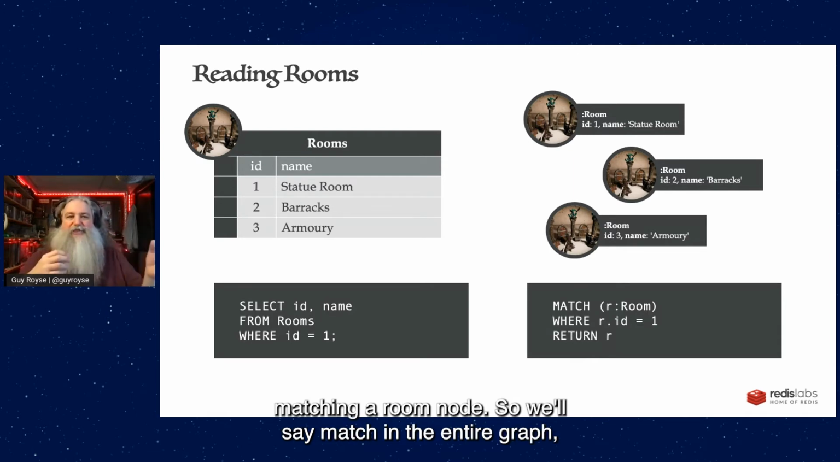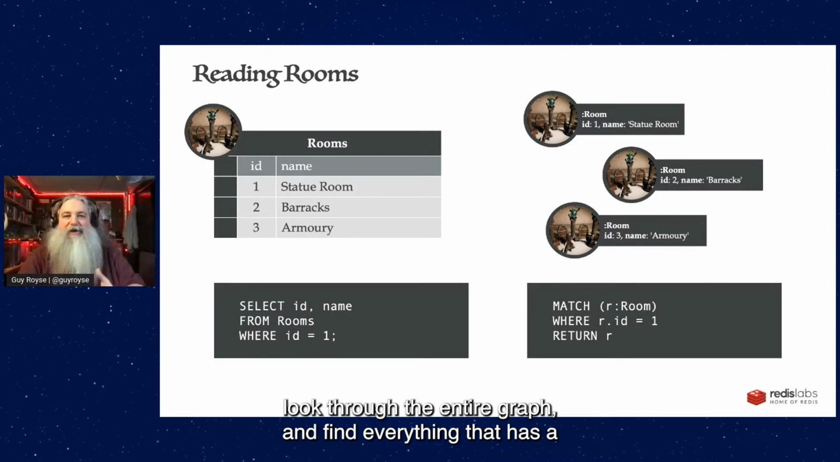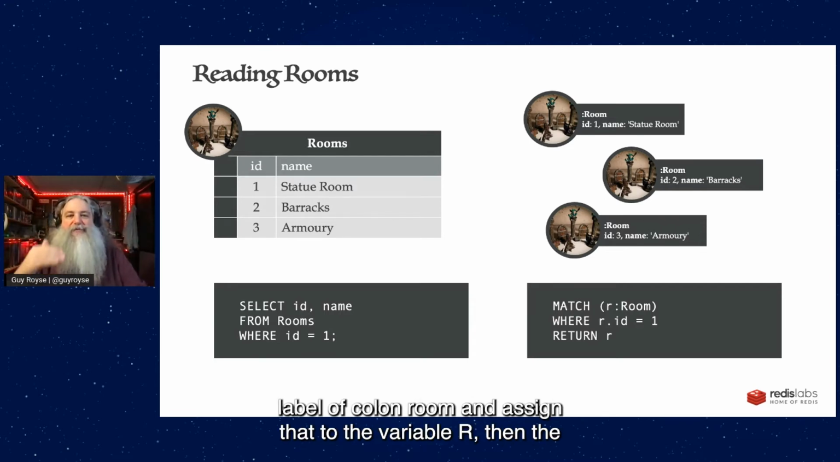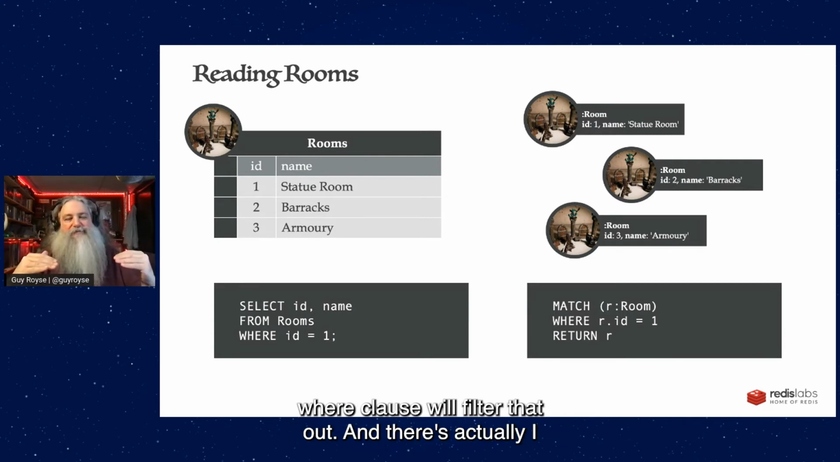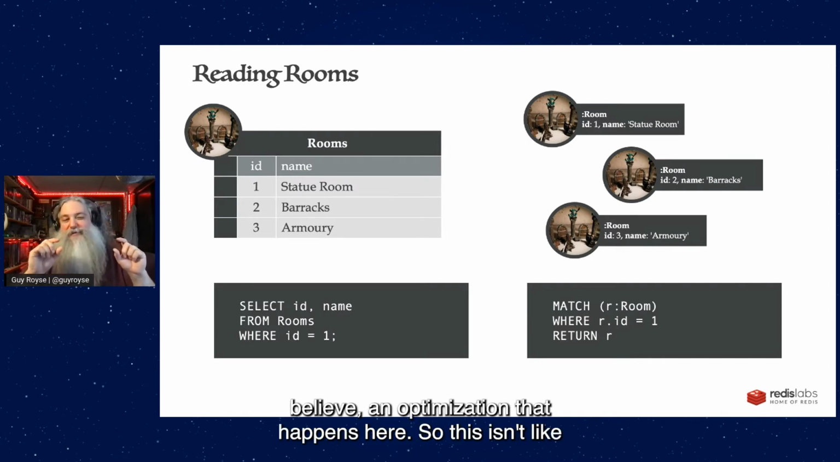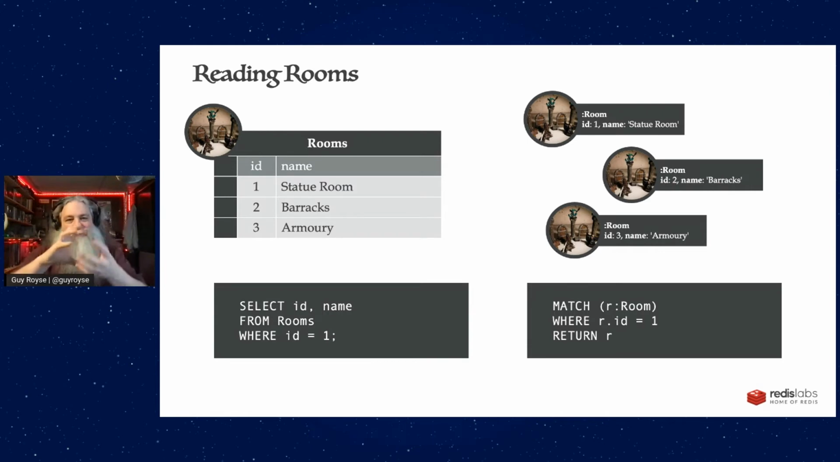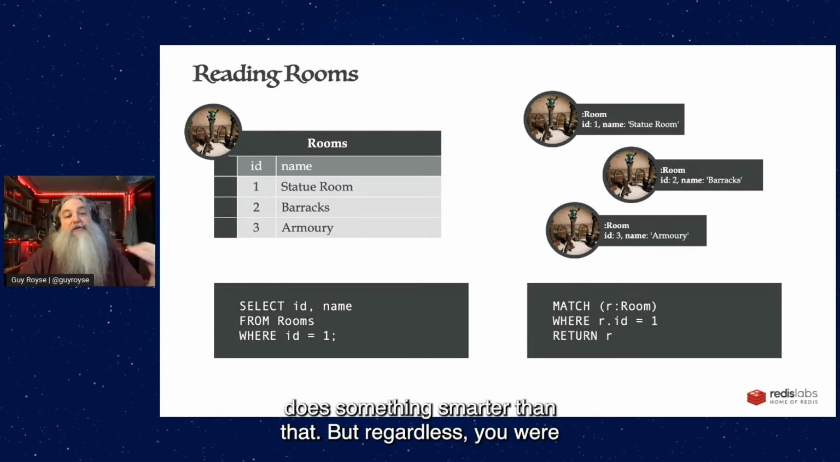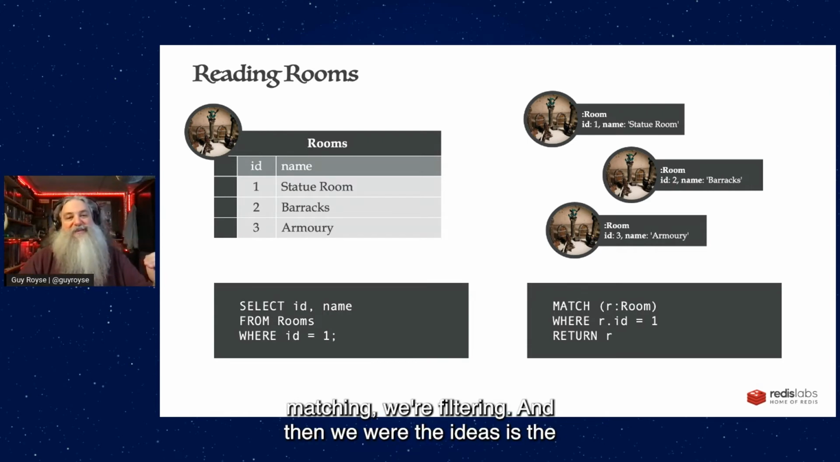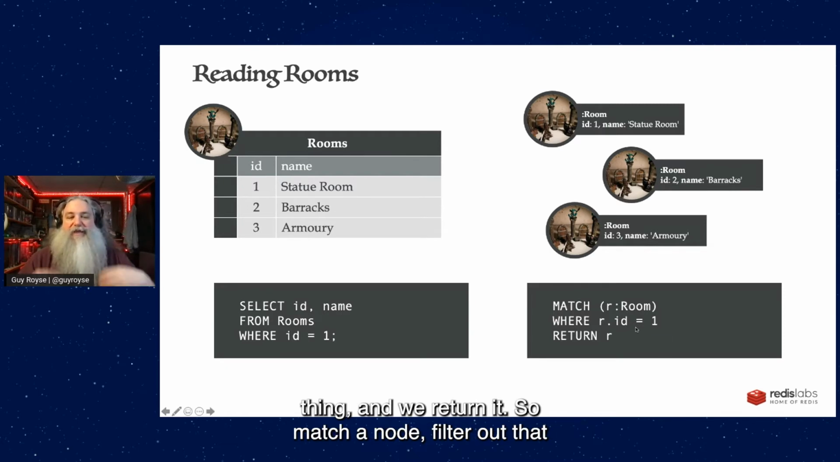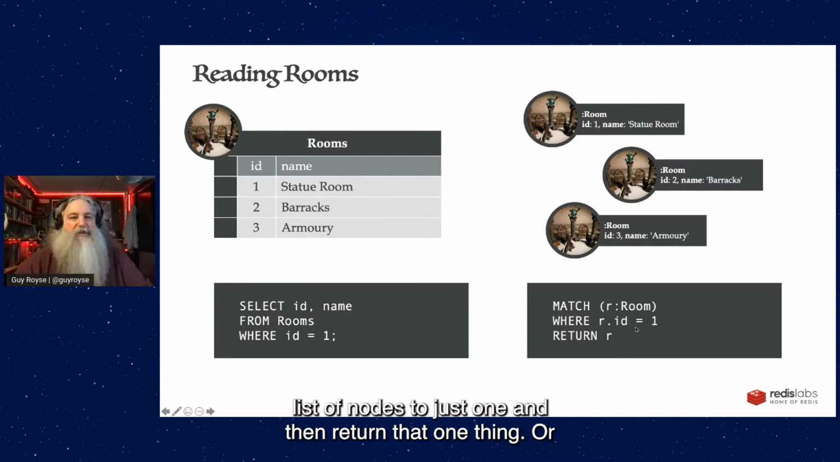So we'll say match in the entire graph, look through the entire graph, and find everything that has a label of room, and assign that to the variable R. Then the where clause will filter that out. And there's actually, I believe, an optimization that happens here. So this doesn't grab everything and then filter. It actually does something smarter than that. But regardless, we're matching, we're filtering, and then we where the ID is the thing, and we return it. So match a node, filter out that list of nodes to just one, and then return that one thing.